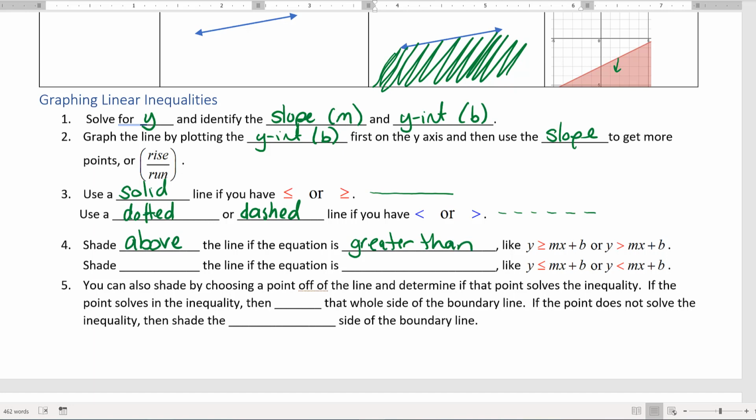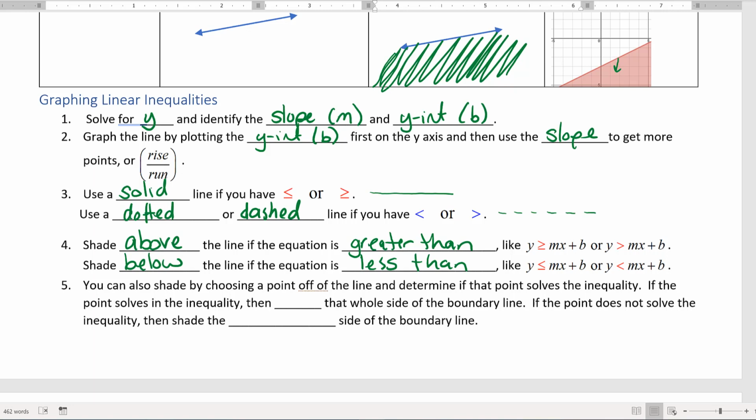Like y is greater than or equal to, or y is greater than, strictly greater than or greater than or equal to, either way, you're going to be shading above. So we're going to be shading below if the line is less than, like y is less than or equal to mx plus b, or y is less than mx plus b.